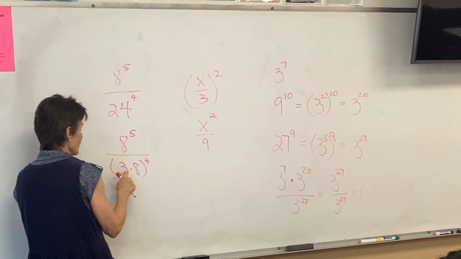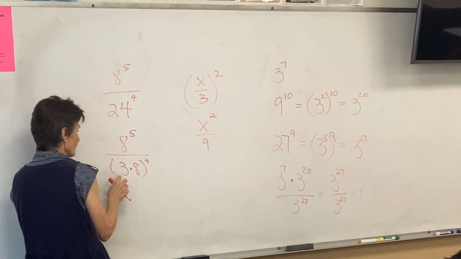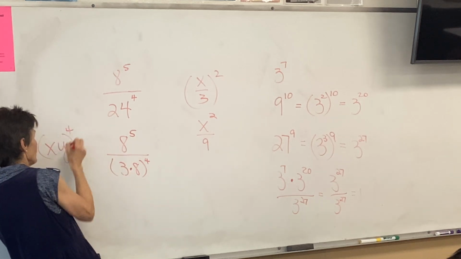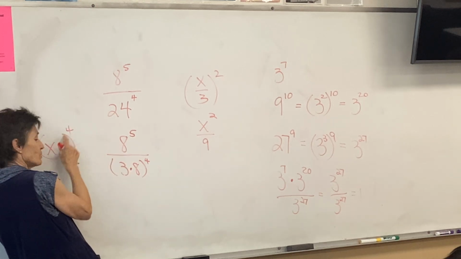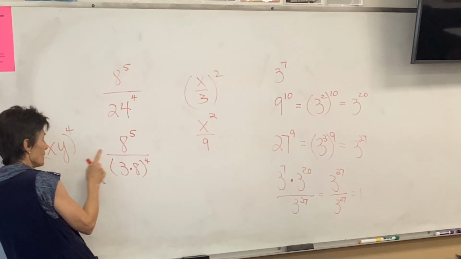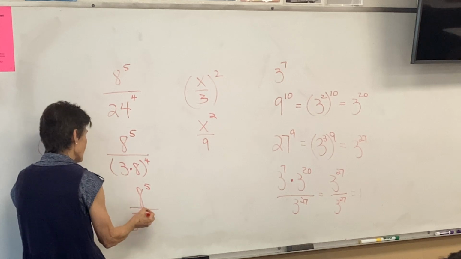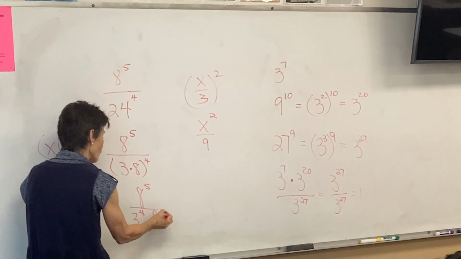And now, these are being multiplied. So it's like having xy to the 4th. When you have x times y to the 4th, don't you take each of them to the 4th? Yeah. So this is gonna be 8 to the 5th over 3 to the 4th times 8 to the 4th.